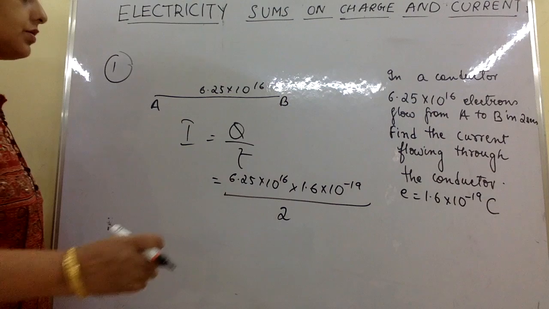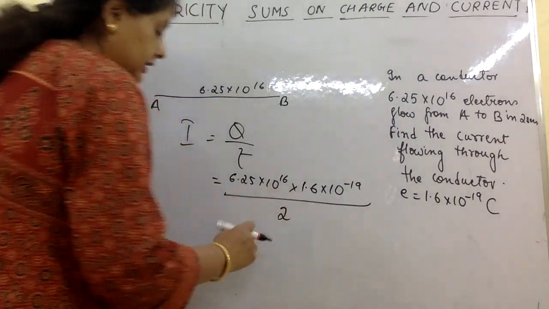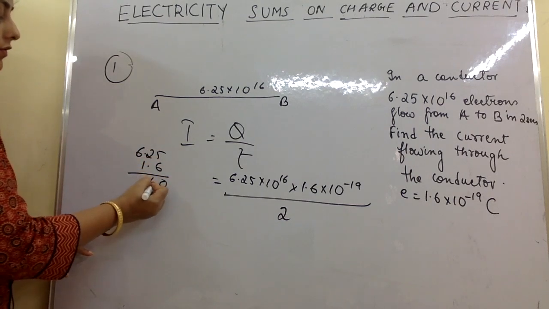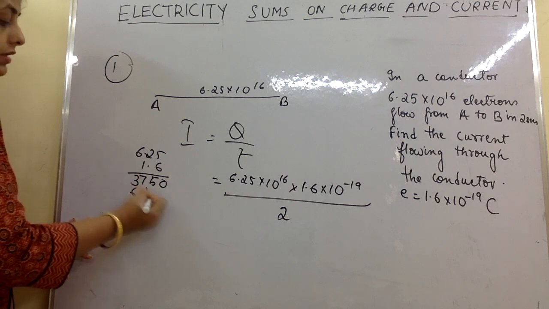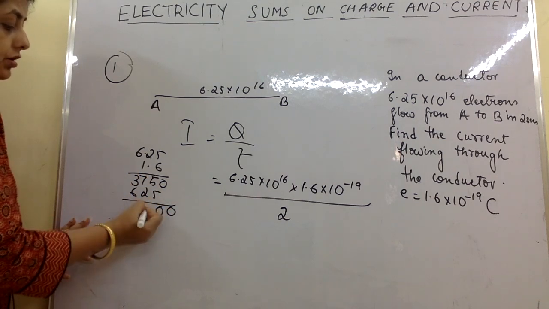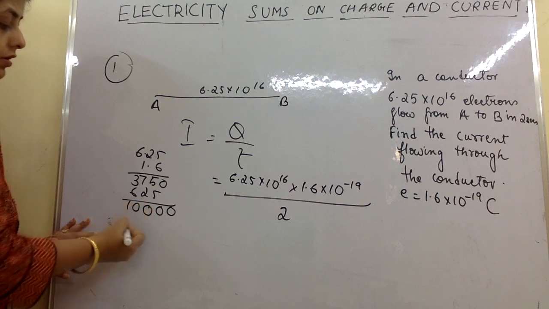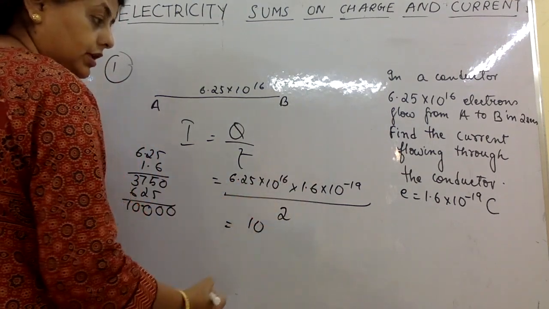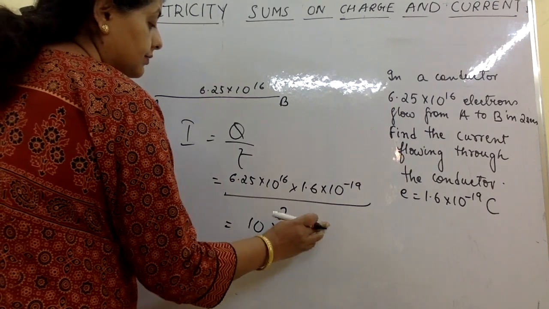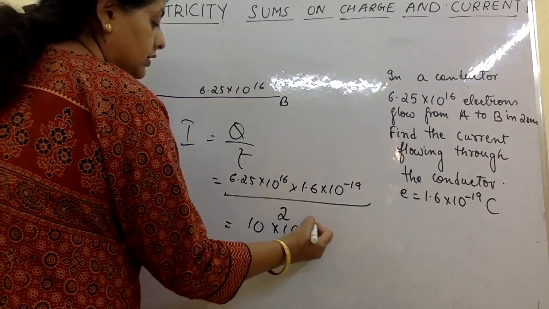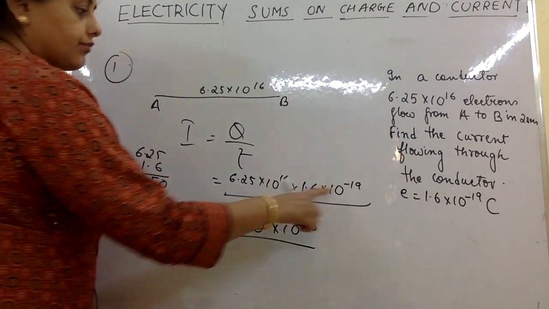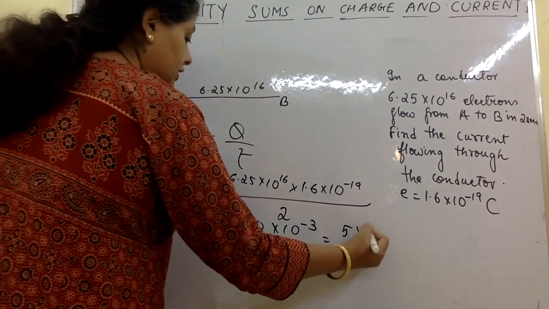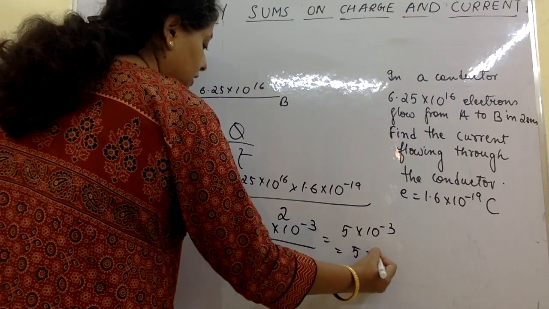Okay, now we'll have to multiply this and see how much it is. 6.25 into 1.6 comes to 10. If I multiply this number with this number, it comes to 10. Now look at the powers. 16 minus 19, that is 10 to the power minus 3, by 2, which is 5 into 10 to the power minus 3, which is 5 milliamperes.